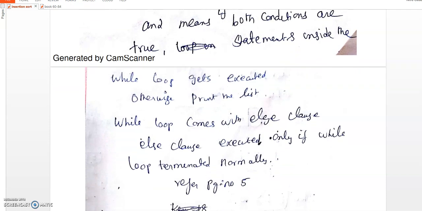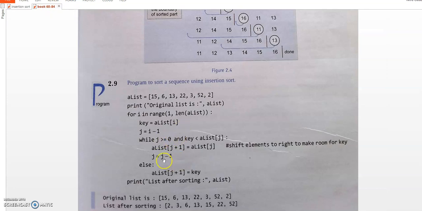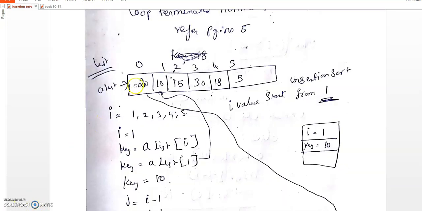So first I am comparing, and the while loop comes here. The while loop comes with the else case. The else case is executed only if the while loop terminated properly, otherwise it won't be executed. In your book, the while loop is used to find the correct position. After finding the correct position, we insert the new value there. Understand? So the while loop is used for finding the index position, and after finding it, the else clause is used to insert the new element in the correct position. That's all. Here I will explain the code.